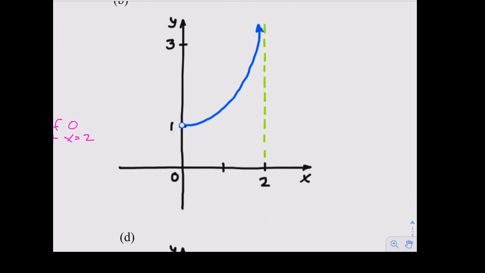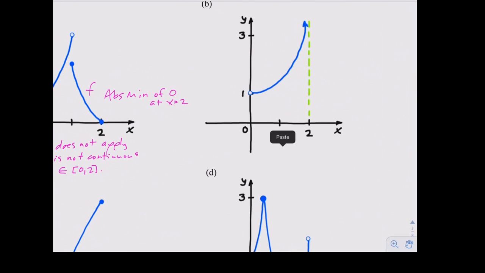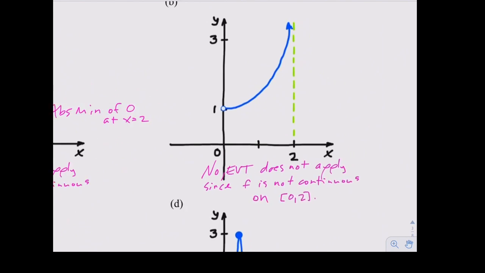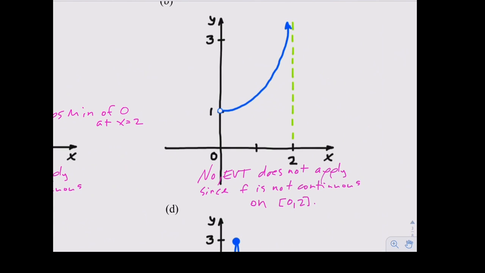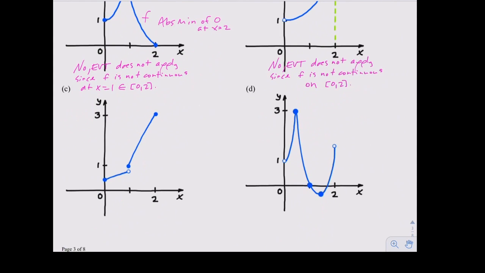No. Same reason, right? If you just wanted to be not as specific about it, you could just say the same thing. And instead of saying at x equals 1, you could actually say at x equals 0 and 2, or you can just say it's not continuous on the closed interval. It is continuous on the open interval, but it's not continuous at either endpoint. So does it still happen to have a max? No. Does it still happen to have a minimum, though? No. No max, no min. Thank goodness the EVT didn't guarantee it. That'd be weird. We'd want our money back.